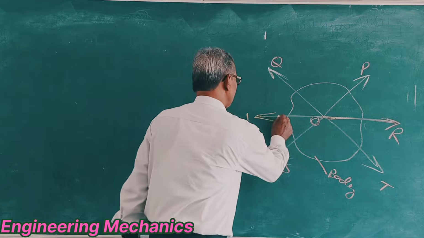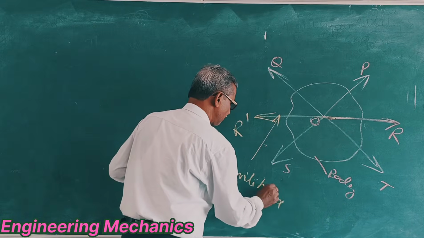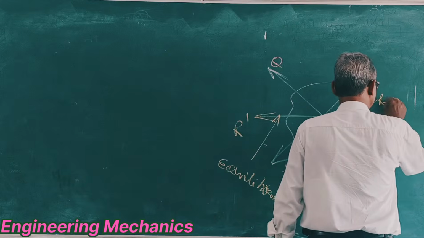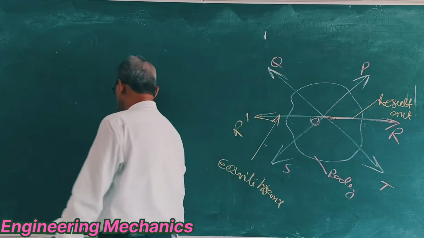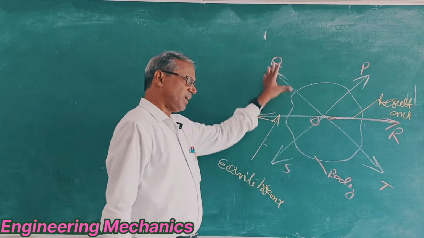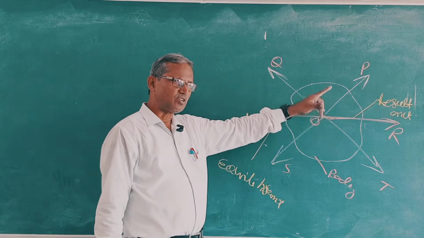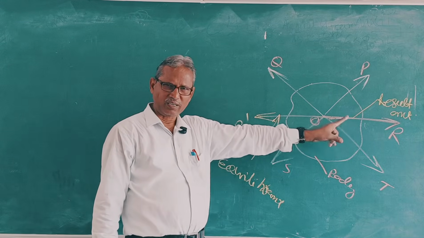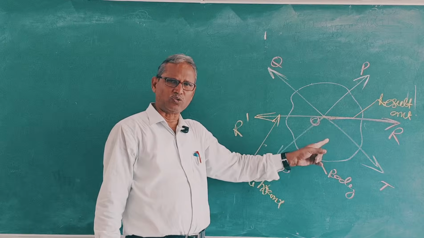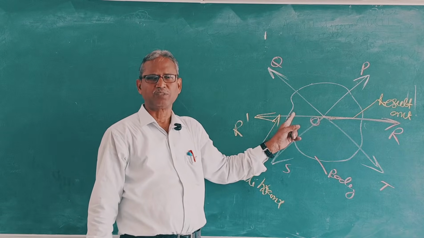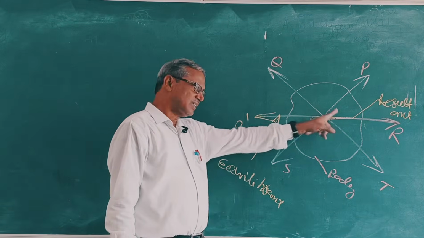And this R dash is called the equilibrant. This is called the resultant. Clear? The body is under the action of four forces P, Q, S, T. Suppose R is the resultant force, then another force acts opposite to R, with equal magnitude and the same line of action, collinear. Collinear means same line of action. Then this force R dash is called the equilibrant, and this R is called the resultant.